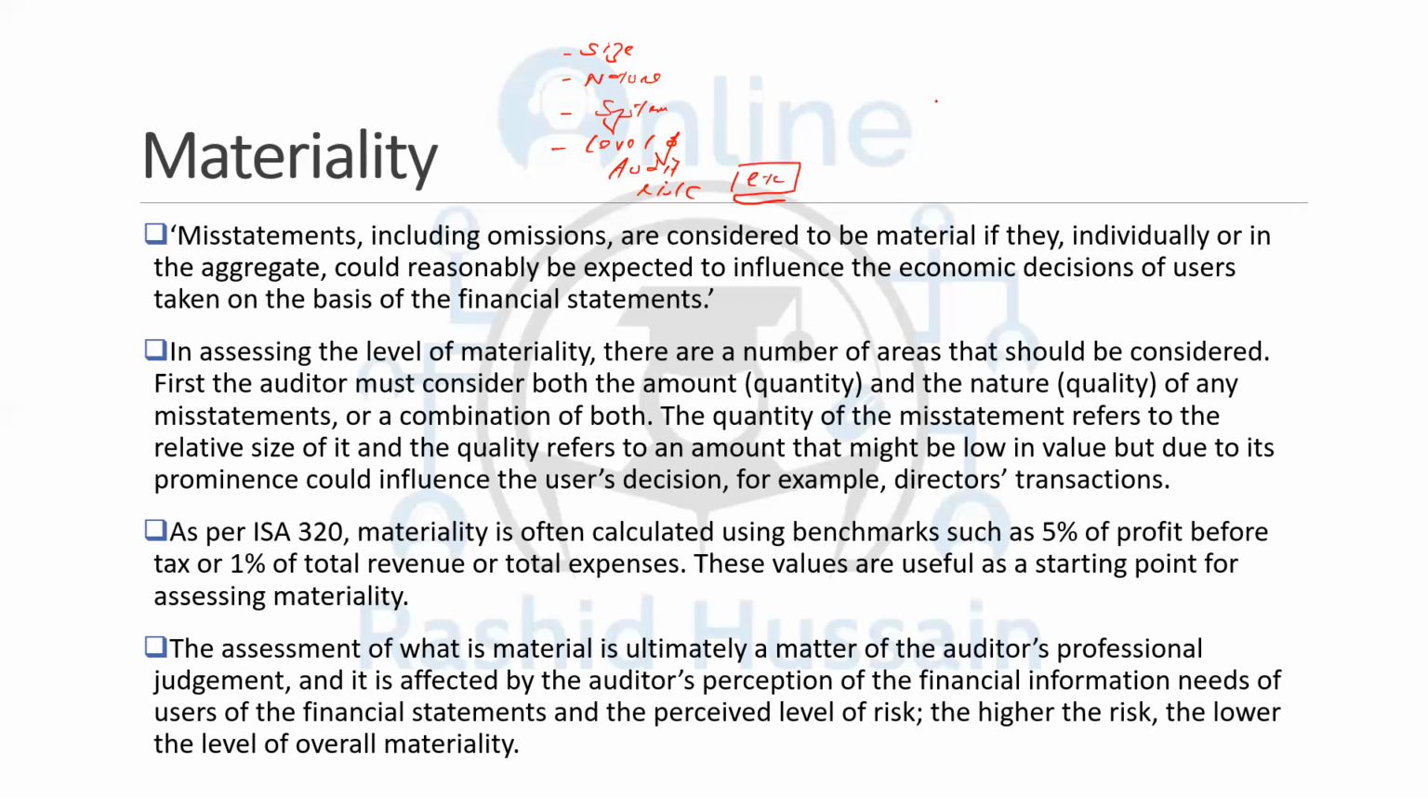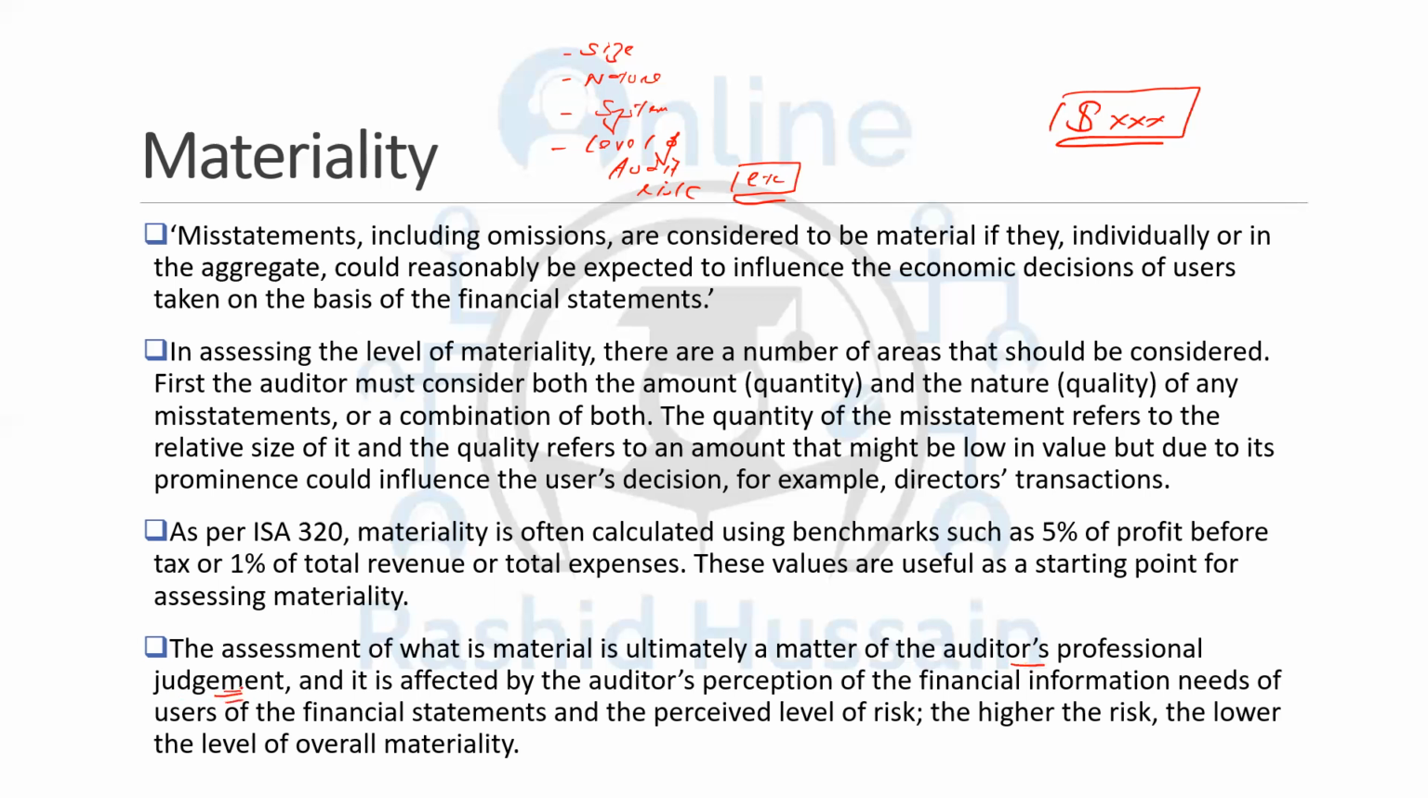Materiality is not going to be the same for every company. It is going to be different because the size may be different, the nature may be different, the system may be different, the level of audit risk may be different. So it is different for every entity. Now, who is going to decide the materiality level? Obviously, the auditor is going to decide it. So you can say materiality is a matter of the auditor's professional judgment.